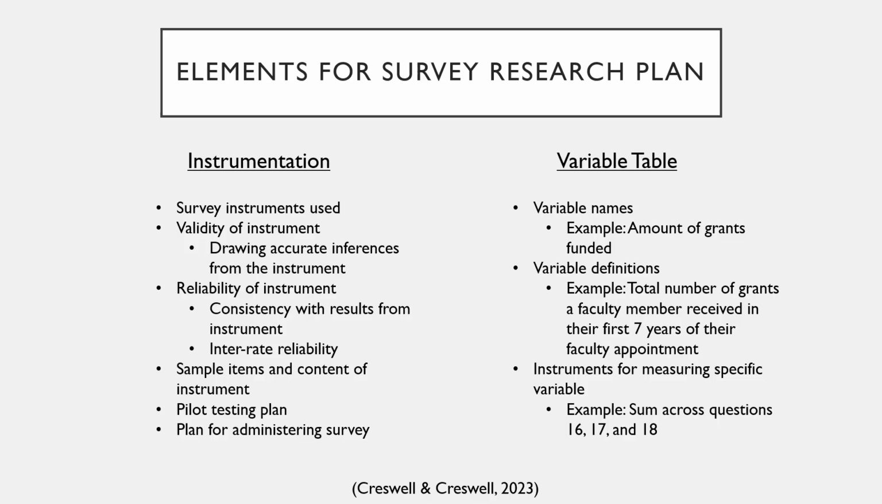For example, if you're going to look at grants, you would have the amount of grants funded as a variable name. And then your definition would be, it's the total number of grants a faculty member received in their first 7 years. And then you would say how you're going to measure that specific variable. For example, you would use the sum across questions 16, 17, and 18.